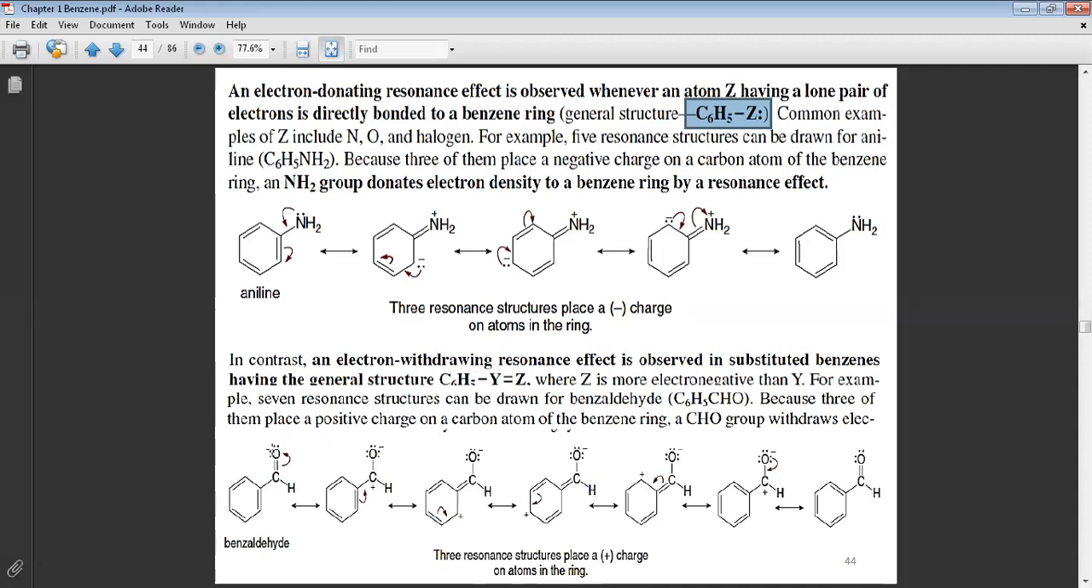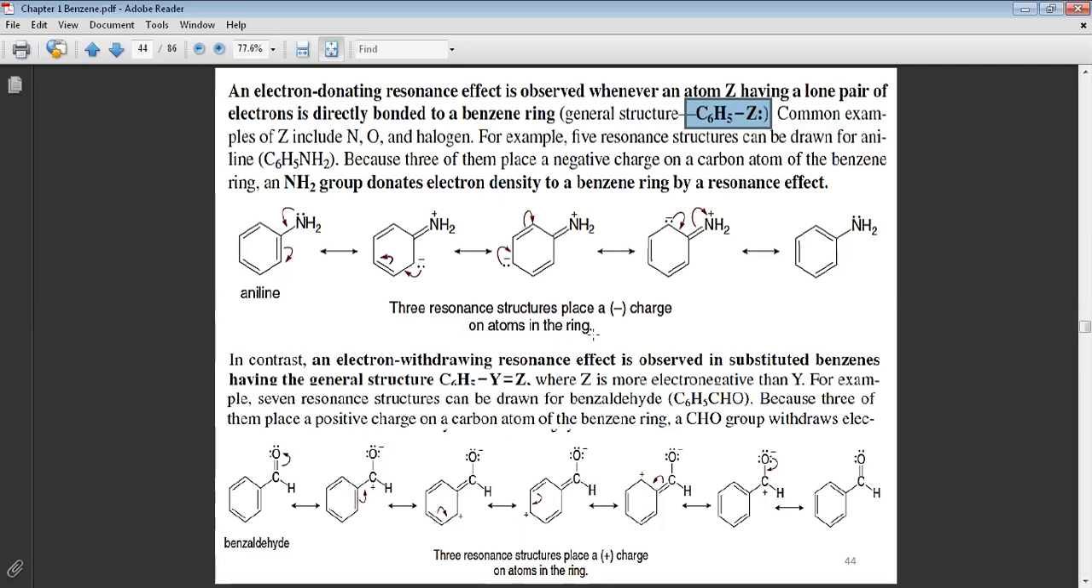Look, which one is more electronegative, oxygen or carbon? The oxygen. That means the carbon will be partially positive, and a partially positive carbon is electron deficient. That means it will pull electrons from the benzene ring. That means it will be withdrawing, by resonance effect. How? This here. I will explain it for you now.